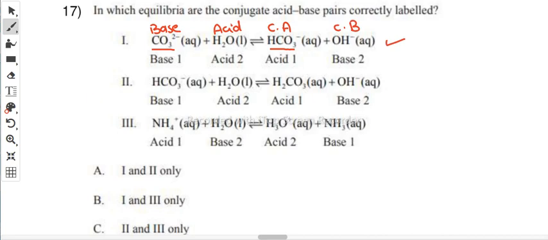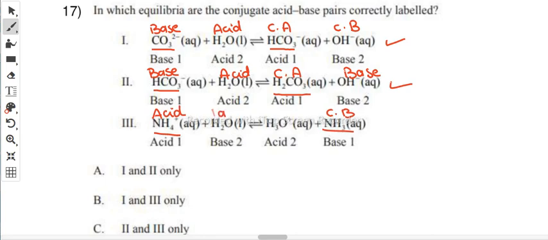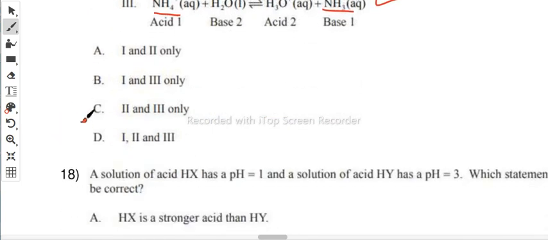Continuing with II, HCO3 negative turns into H2CO3, so this is another time a proton acceptor. It accepts the proton, so this is of course a base. This is my acid, this is the conjugate acid, and this is the base, so another time the label is correct. Ammonium ion turns into ammonia, so this is a proton donor, so this is an acid. It donates H positive, so this is its conjugate base, this is the base, and this is the conjugate acid, so yes, another time it is also correct. So the final answer is all of the above.